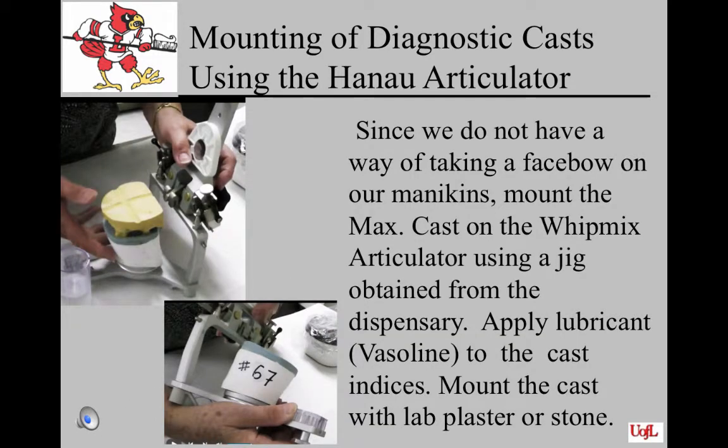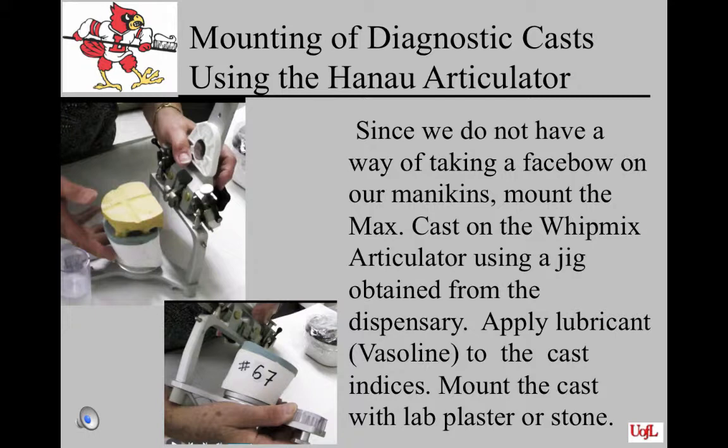Since we do not have a way of taking a Facebow on our mannequin, we are going to mount the maxillary cast on the Whip Mix articulator using a jig obtained from the dispensary. Place the jig on the articulator. Place the mounting plate on the maxillary member of the articulator. Place your maxillary cast into the jig and close the articulator and check to see if there is room between the cast and the mounting plate.